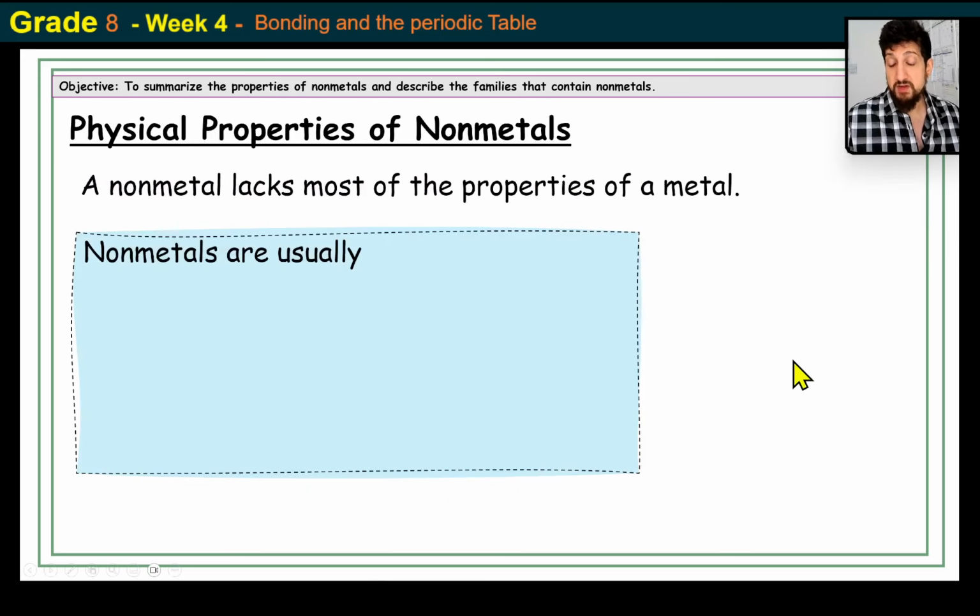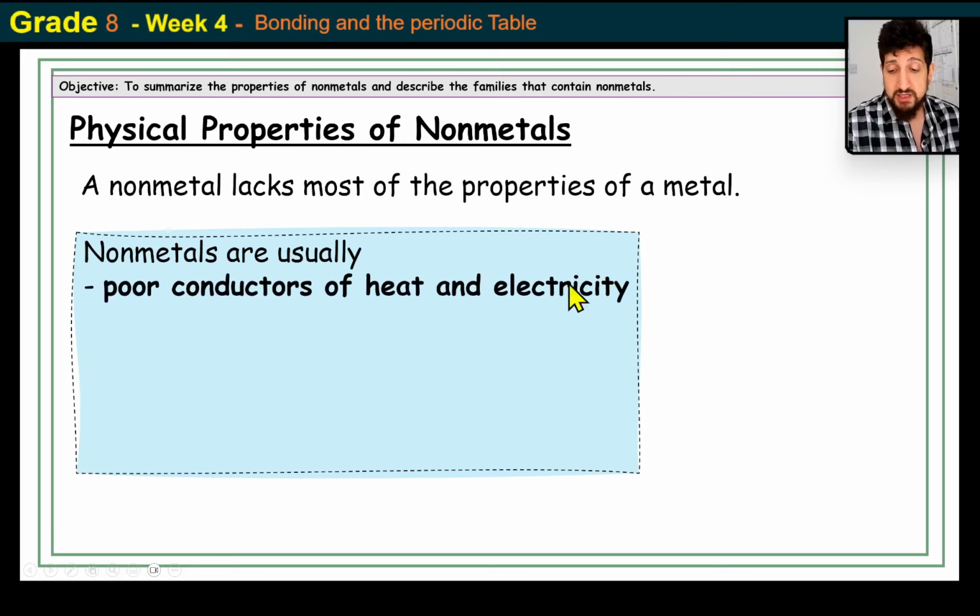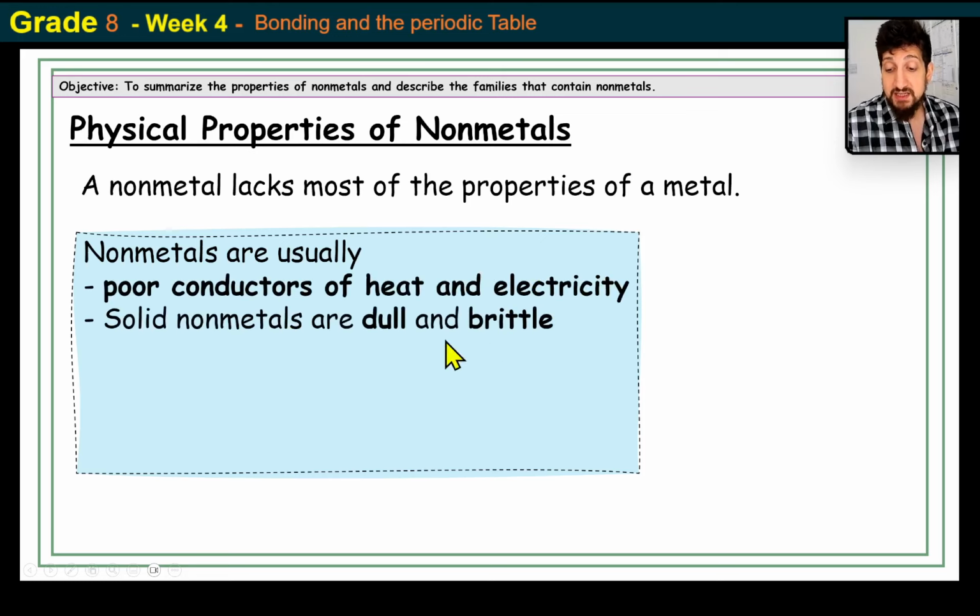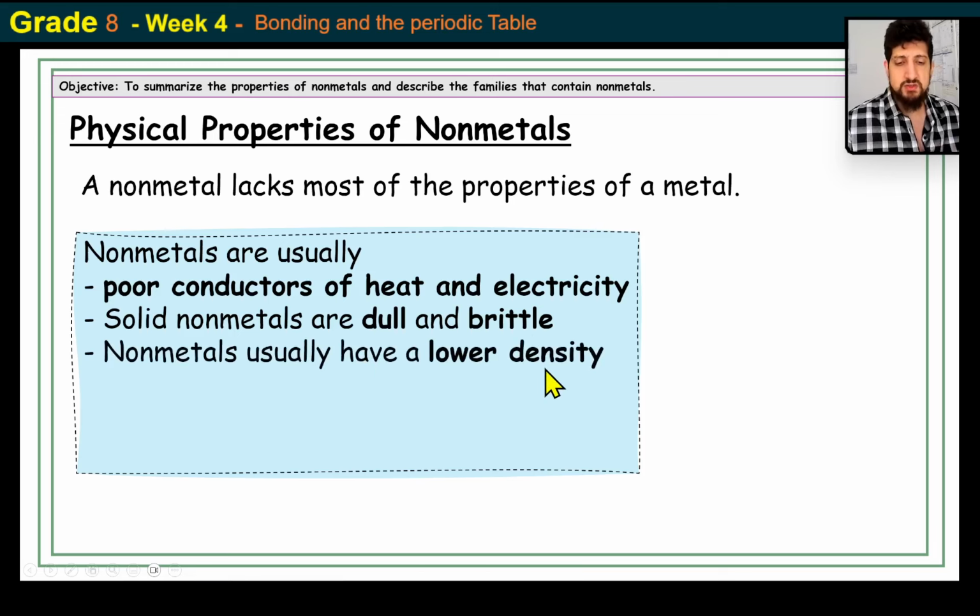Physical properties of nonmetals. So we've already talked about the physical properties of metals. Malleable, which means they can be hammered into shape. They are ductile. Those are metals. They can be drawn into wires. Guess what it is for nonmetals? It's the opposite. So nonmetals are not malleable. They are brittle. They are not ductile. They cannot be drawn into wires. They are poor conductors of heat and electricity. They are dull and brittle. They have lower density. Ooh, I need to talk about that one.